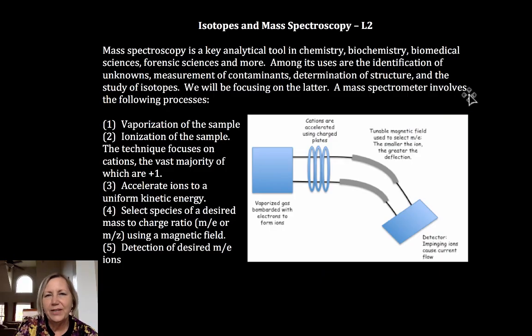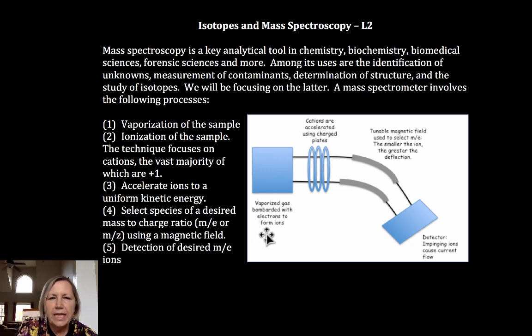Hi, welcome to a quick introduction to the use of mass spectroscopy, a very valuable tool. We're going to apply this to isotope abundance determination. So, a real quick overview of the equipment. This is a very simplistic schematic of it.